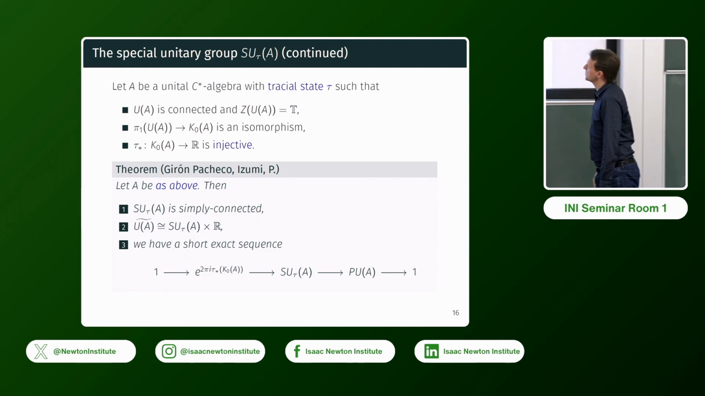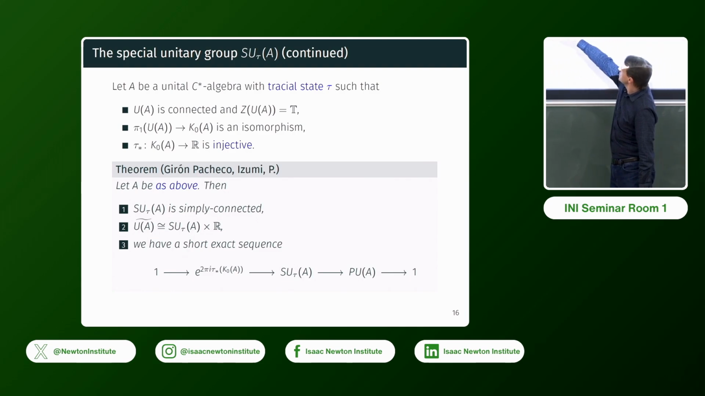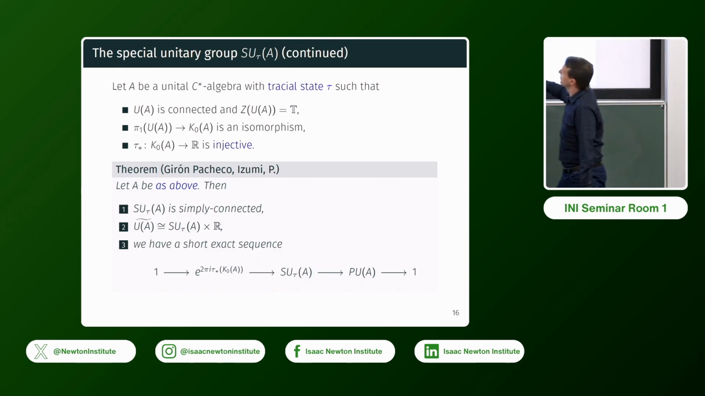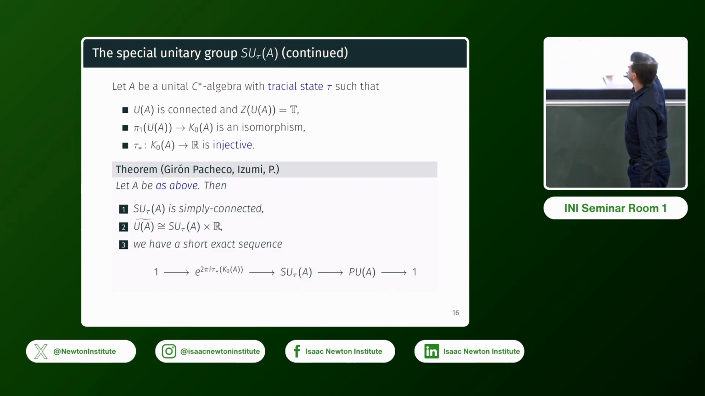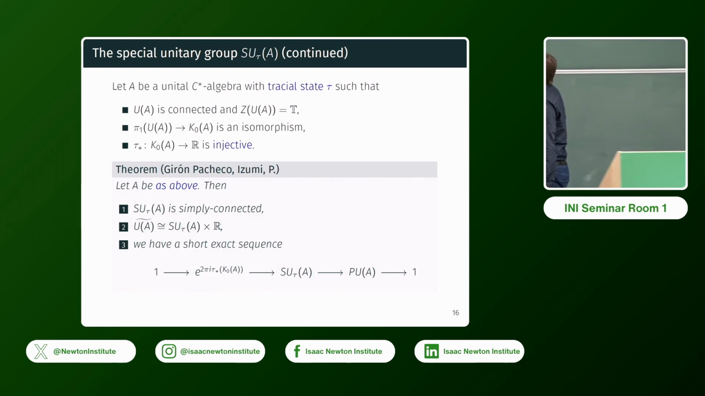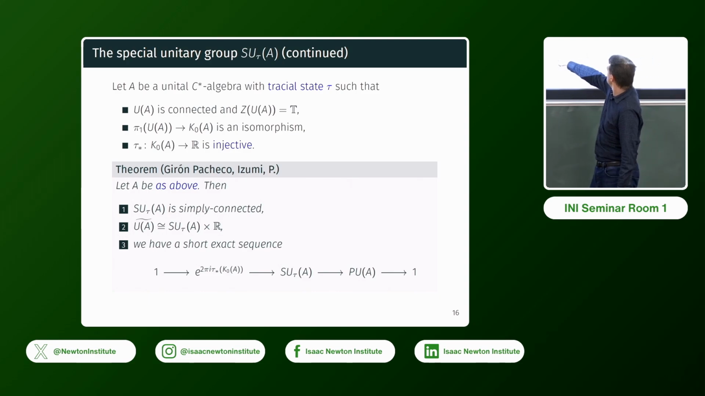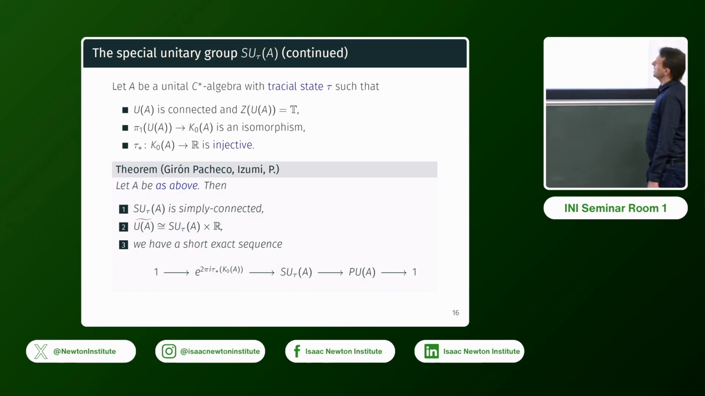If you take the universal cover of the unitary group, then that will be homeomorphic to the special unitary group times the real line. And you have a short exact sequence, which tells you that the kernel of the projection from the special unitary group to the projective unitary group is this group that's generated by the subgroup of the circle that you get from applying the trace map to K0.